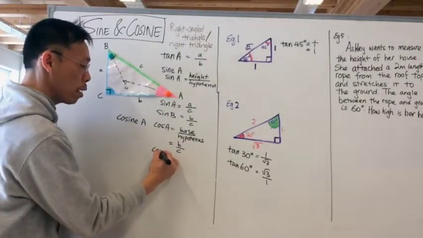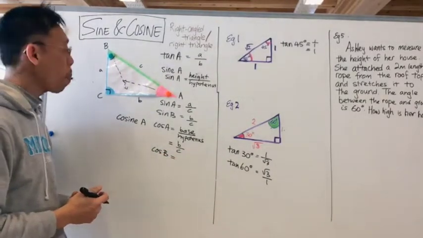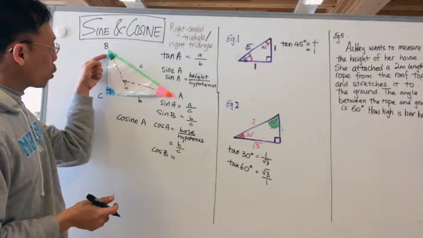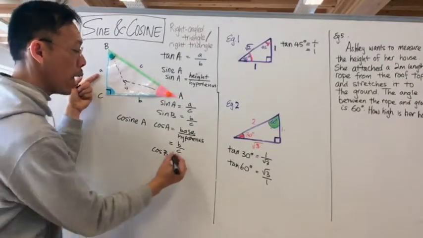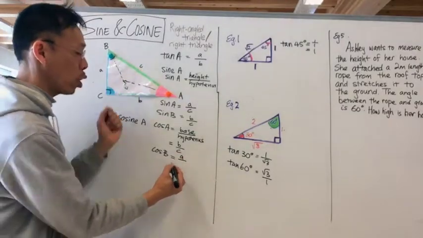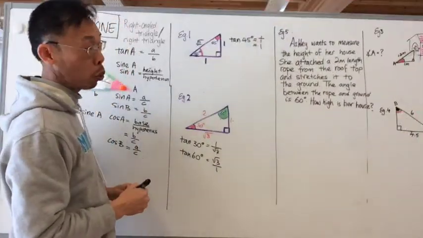And for cosine B, I'll do the same thing. With respect to B, where is the base? In this case, base is A. And the hypotenuse doesn't change, A over C. Tangent 45 degrees is equal to 1.